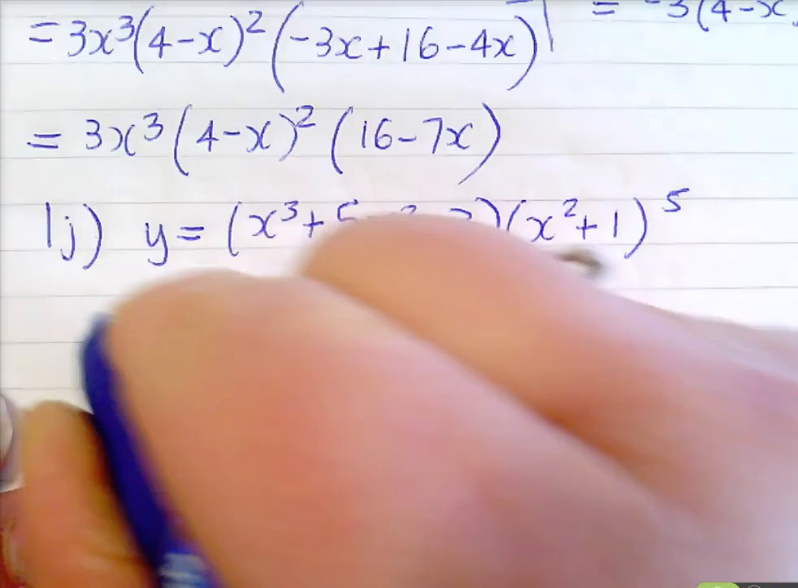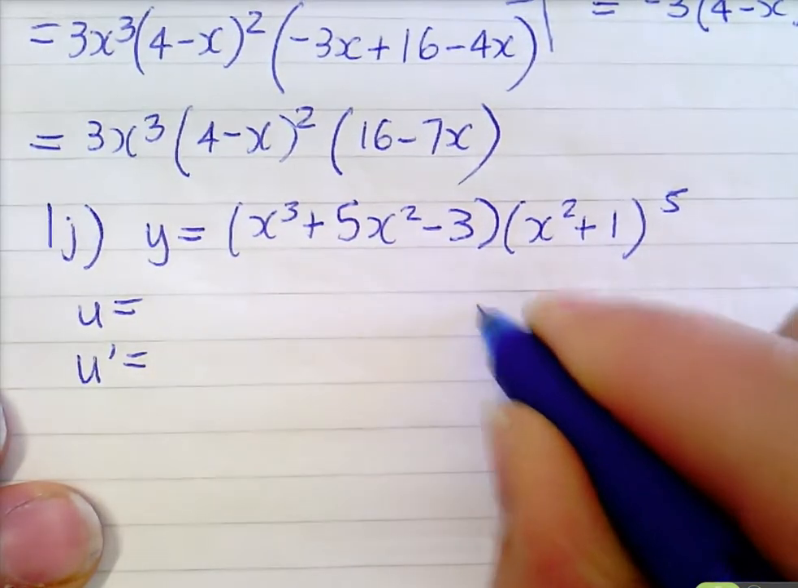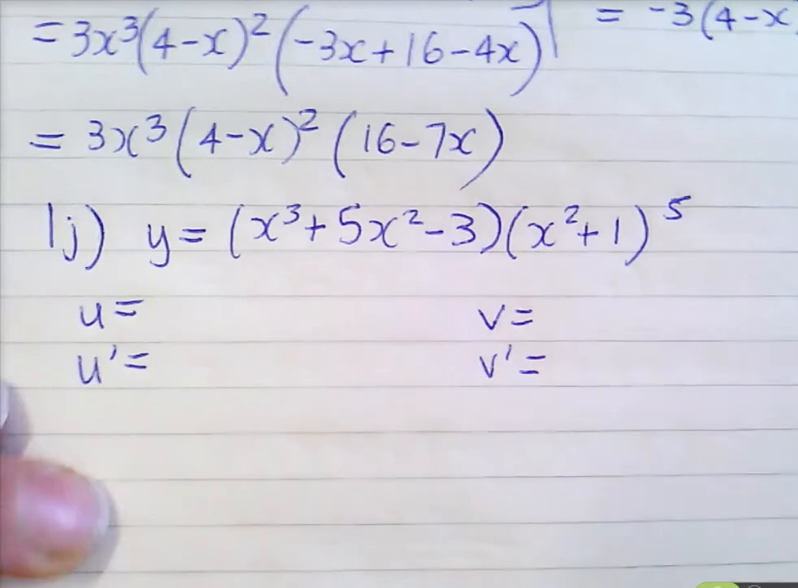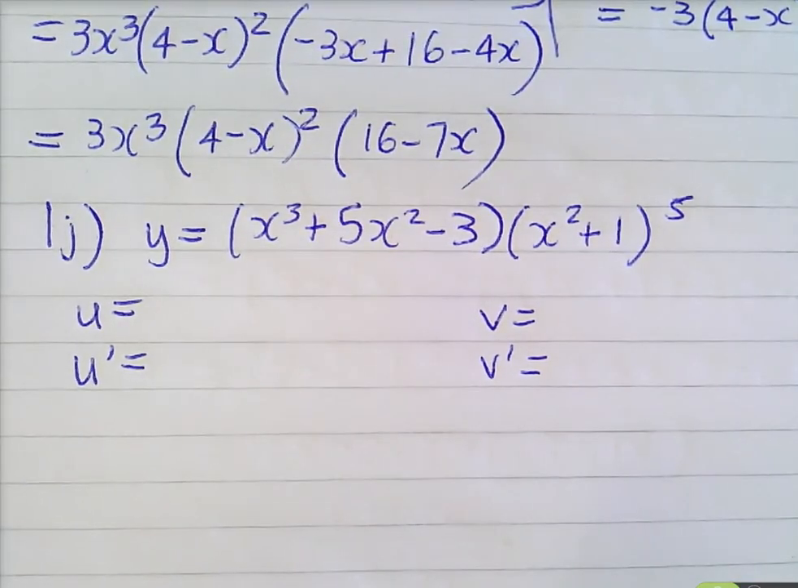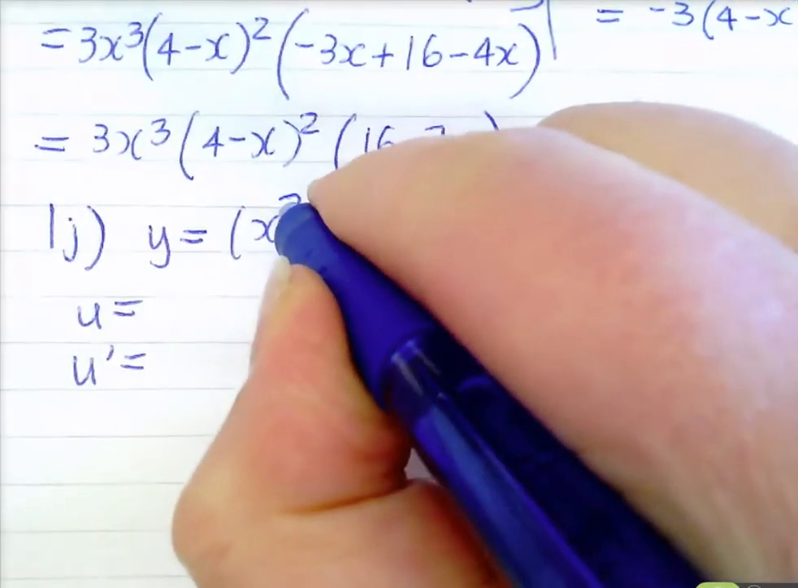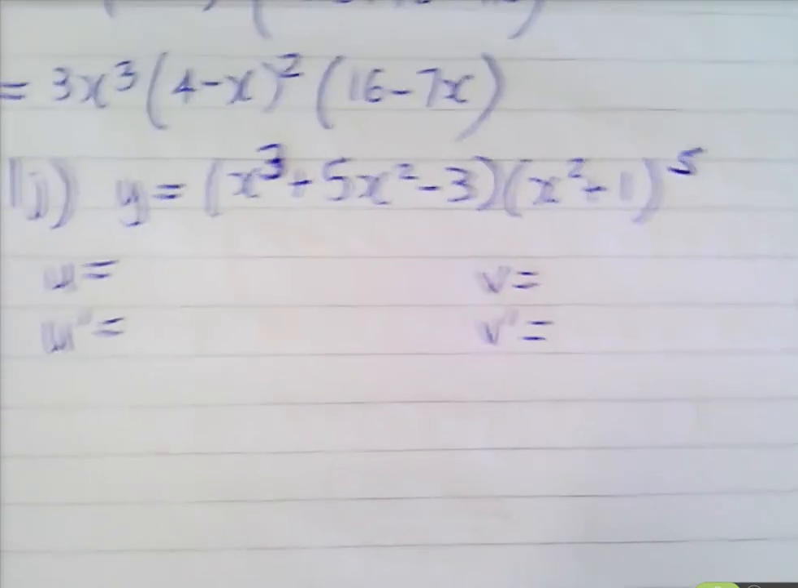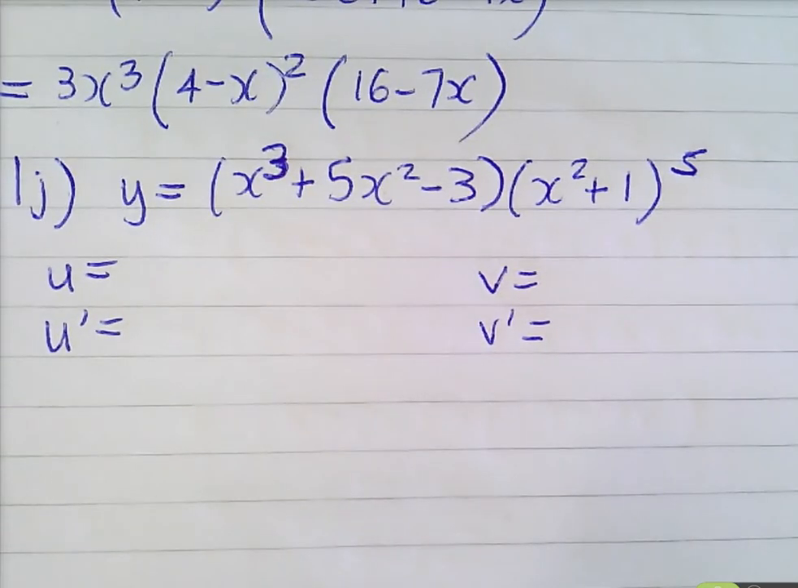All right, I think we'll do the u, u dash, and the v, v dash. Is that 3 or 5? That's a 5 on the end. No, this is a 3. So we've got y equals (x cubed plus 5x squared minus 3) times (x squared plus 1) all to the power of 5. We need u, u dash, v, v dash.